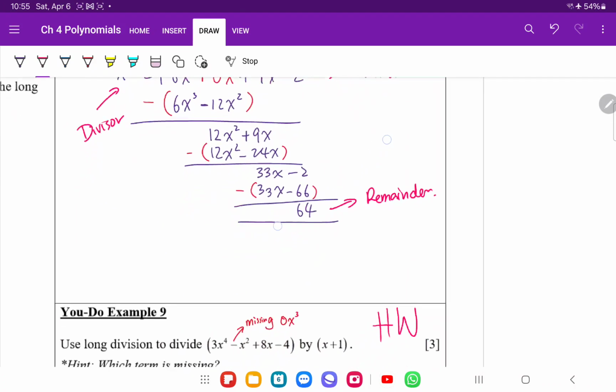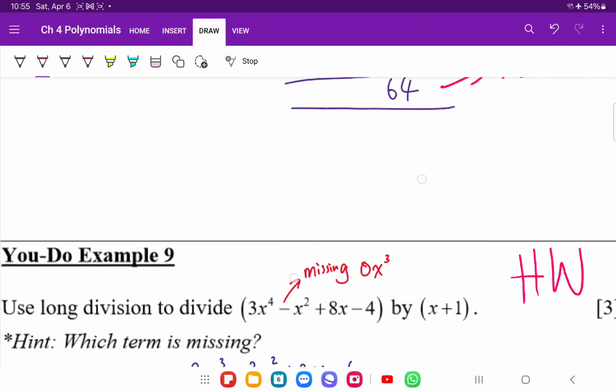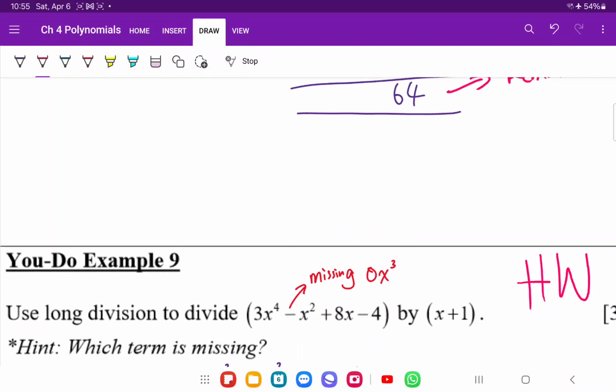Alright, next, there is one more question here. Example 9, which you will need to do as well. This was supposed to be a homework as well. For this particular question, do note that there is a missing 0x power 3. So please put a plus 0x power 3 in your working. Check your answer when you're ready. You can pause the video now, do this question first, and then check your answer.